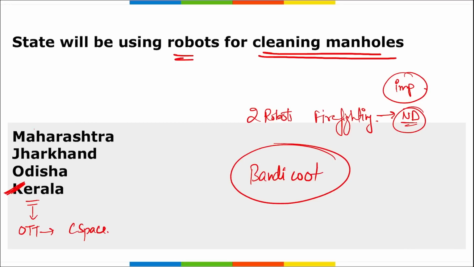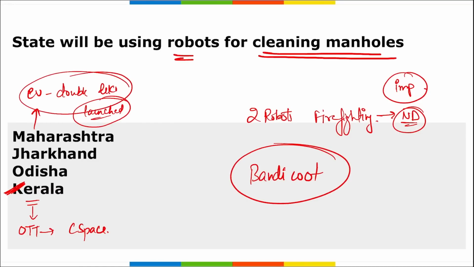C-Space. Alright, in Maharashtra, electric double decker buses will be launched, and it became the first state to launch the electric double decker buses. And in Odisha, the FIH hockey World Cup was held recently, and who won in that World Cup? It was your Germany.